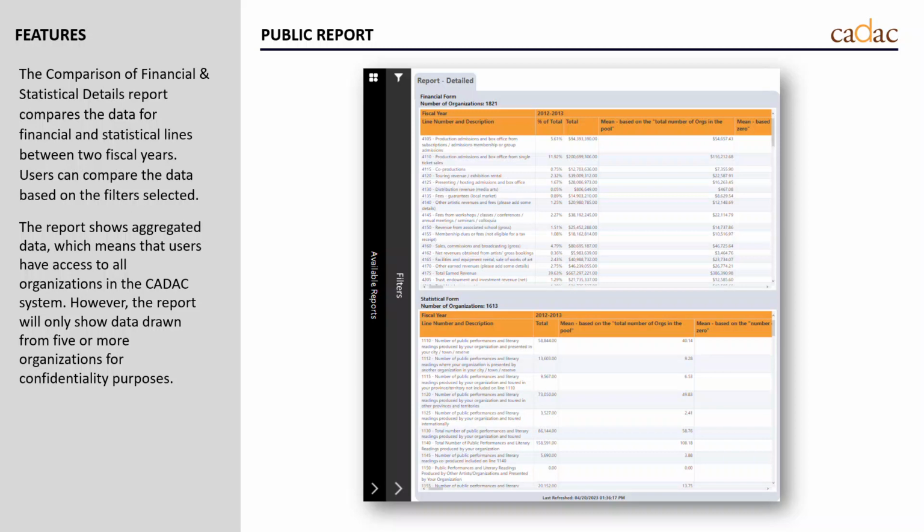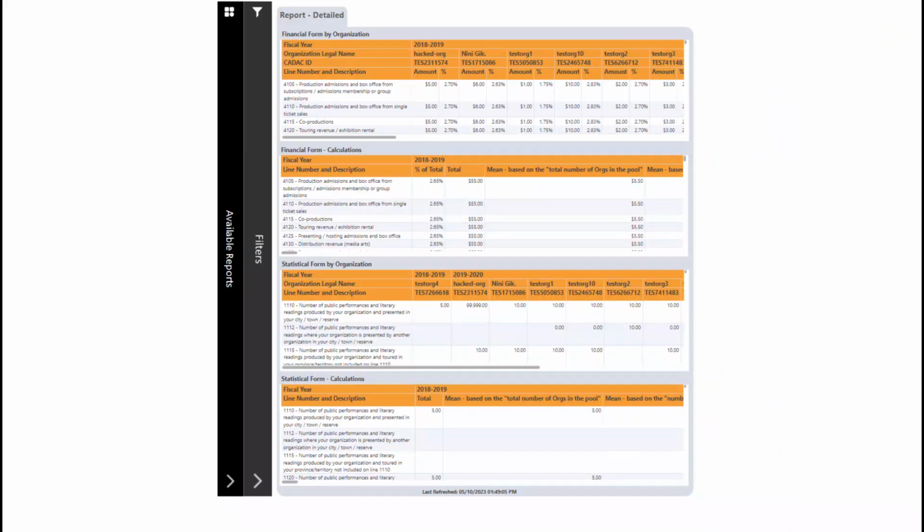the website directly. The comparison of financial and statistical details report does have similarities to the financial and statistical summary and details report. However, this report also includes information at a disaggregated level about percentage of revenue and percentage of expense based on individual lines for individual organizations. The information can also be organized by fiscal year selection and other filters.